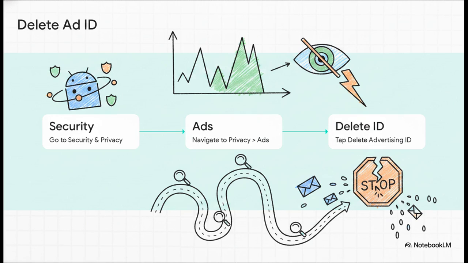Go to Settings, navigate to Security and Privacy, tap Privacy, and then Ads. You're looking for an option that says Delete Advertising ID. Tap it. Much like that tracking toggle we saw on iOS, this takes the unique tracking string associated with your device and permanently replaces it with a string of zeros. Any ad network trying to build a behavioral profile on you across different apps, they just hit a complete dead end.